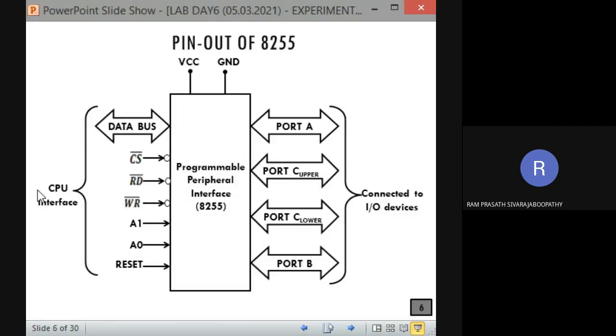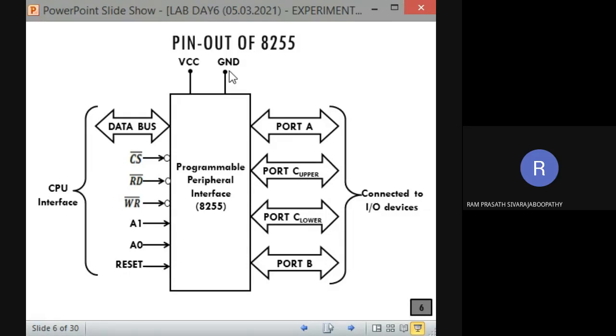You can see this diagram. What are we going to use this pin for? Connected to input output devices, port pins. This pins we are going to interface with CPU. Then we will be having VCC and ground. This is for power pin. Is it clear now? Is this pin out clear? Yes.